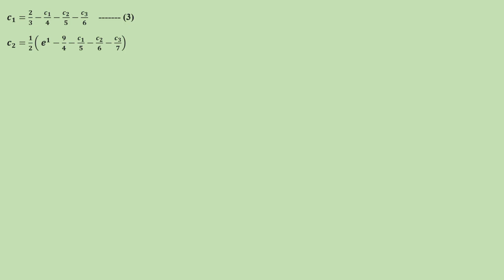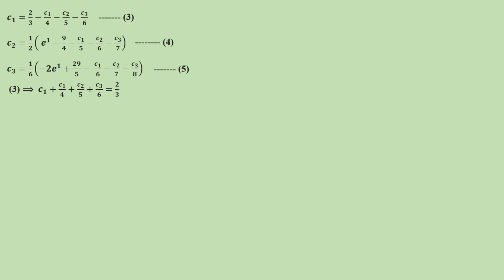On the right hand side you are having 1 by 2 into e power 1 minus 9 by 4 minus C1 by 5 minus C2 by 6 minus C3 by 7. That is equation number 4. C3, the coefficient of S cube on the left hand side, is equal to the S cube coefficient on the right hand side, 1 by 6 into minus 2 e power 1 plus 29 by 5 minus C1 by 6 minus C2 by 7 minus C3 by 8. That is equation number 5.